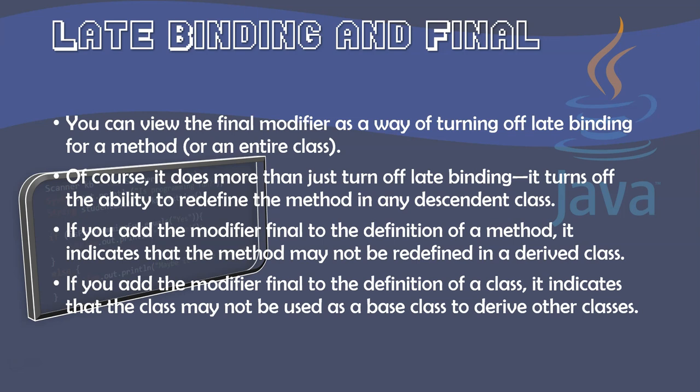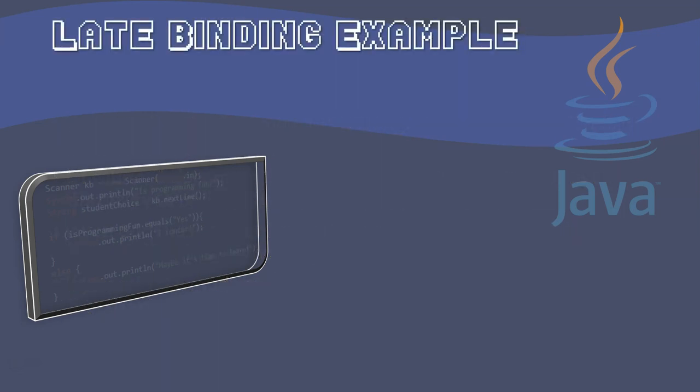Now, if we add the modifier to the definition of a class, it indicates that it can't be used as a base class. All right, so again, same things we've already seen earlier, but it's just good to keep this fresh in our mind. So let's actually look at this now with a late binding example. Let's actually start using some of this late binding that we've been talking about.